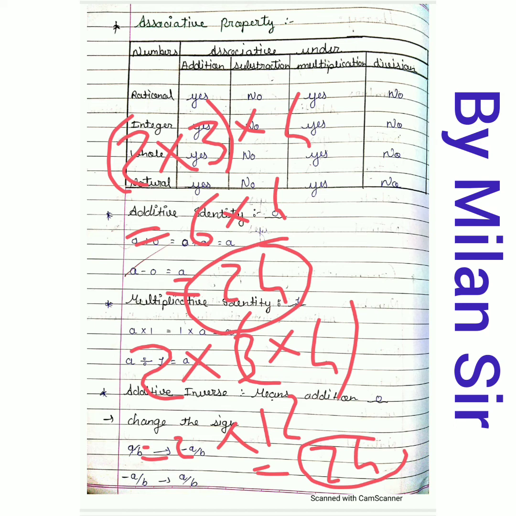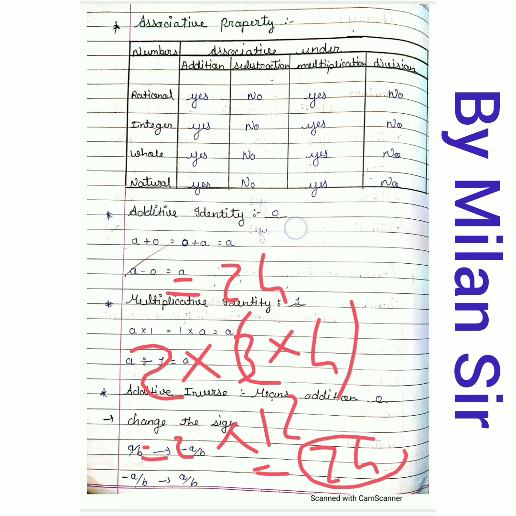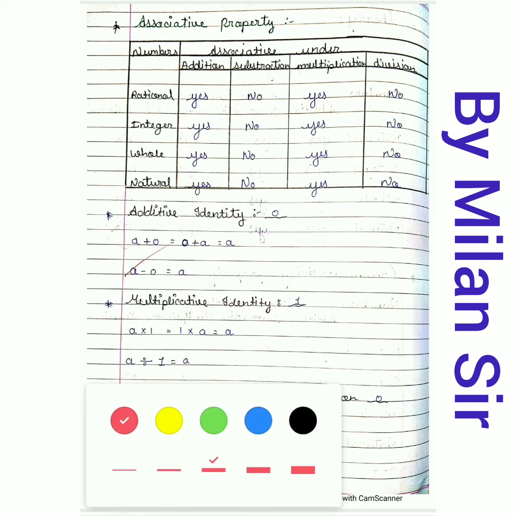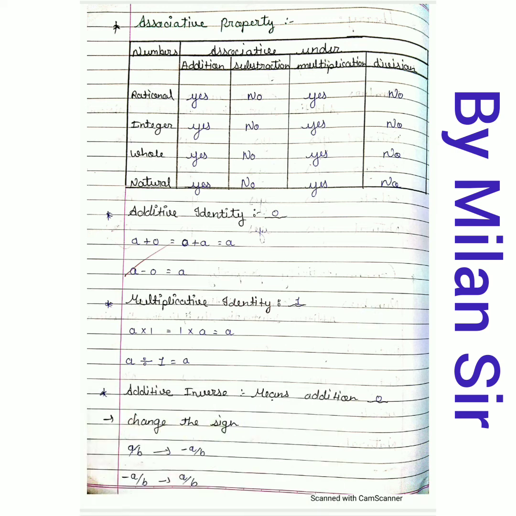Okay, and these three numbers are rational, integer, whole and natural. All the types of numbers are covered in 2, 3, 4, because they are rational numbers, integers, whole numbers and natural numbers. So the multiplication process is associative for all these four types of numbers. Now for the division, division is not associative.